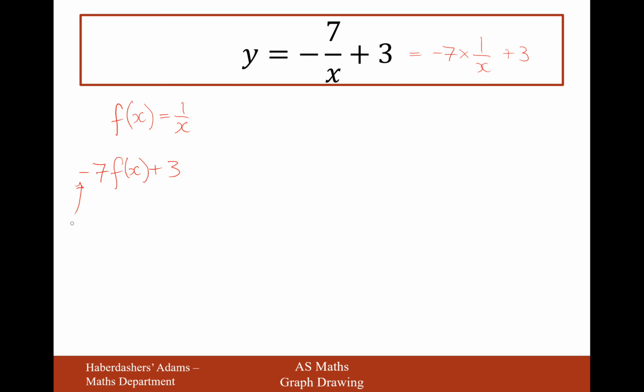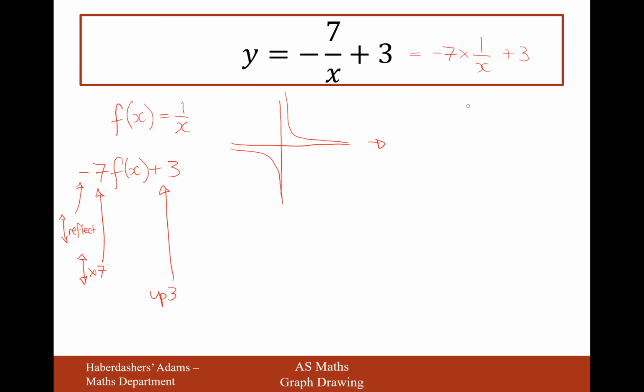First one, reflect. So that's going to reflect it up to down. Then it's going to be stretch by a scale factor 7. These two, it doesn't matter what order you do these two in, but you must do this move up by 3 last because it's an addition, rather than these two here, which basically both count as multiply. So your 1 over x graph starts out looking like this.